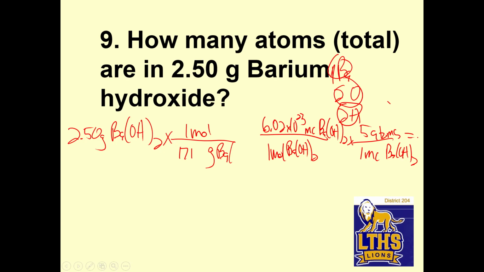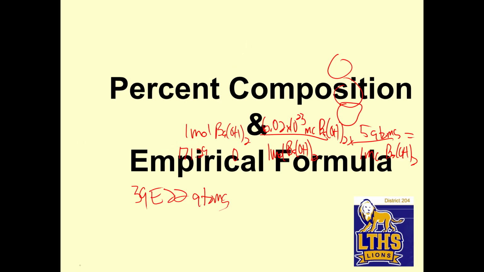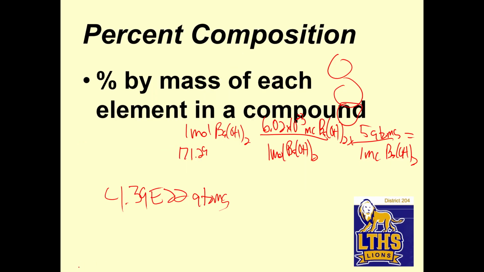So what I did was I started with my mass, converted it into moles. That is a count of particles. Then I went from moles into molecules, and then multiplied by 5 because I have 1 barium, 2 oxygens, 2 hydrogens. So let's run that through a calculator. 2.5 divided by the answer, times 6.02 E23, times 5, and I get 4.39 E22 atoms.